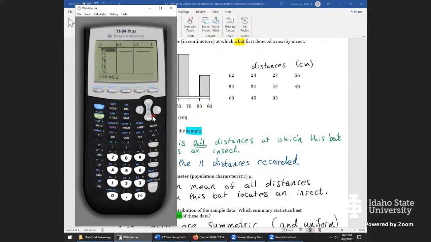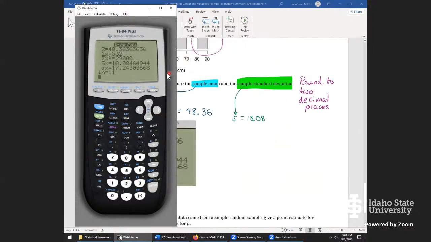I have a 62, 23, 27, 56. Okay, we got row 1 down. Then I have 52, 34, 42, 40. So far, so good. 68, 45, 83. Okay, I think I have the numbers in. So let me try stat, calculate, jam the enter key. And those are the values I'm still getting there.